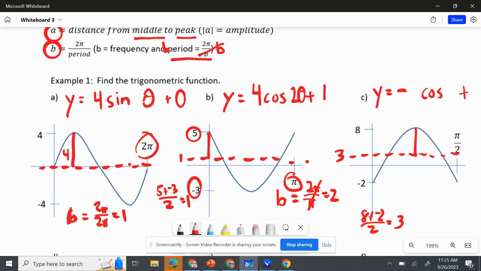So I'm going to be adding 3. And then from 3 to 8, that would be a distance of 5. Once again, it's a negative 5 because cosine is going in the opposite direction that it normally does.